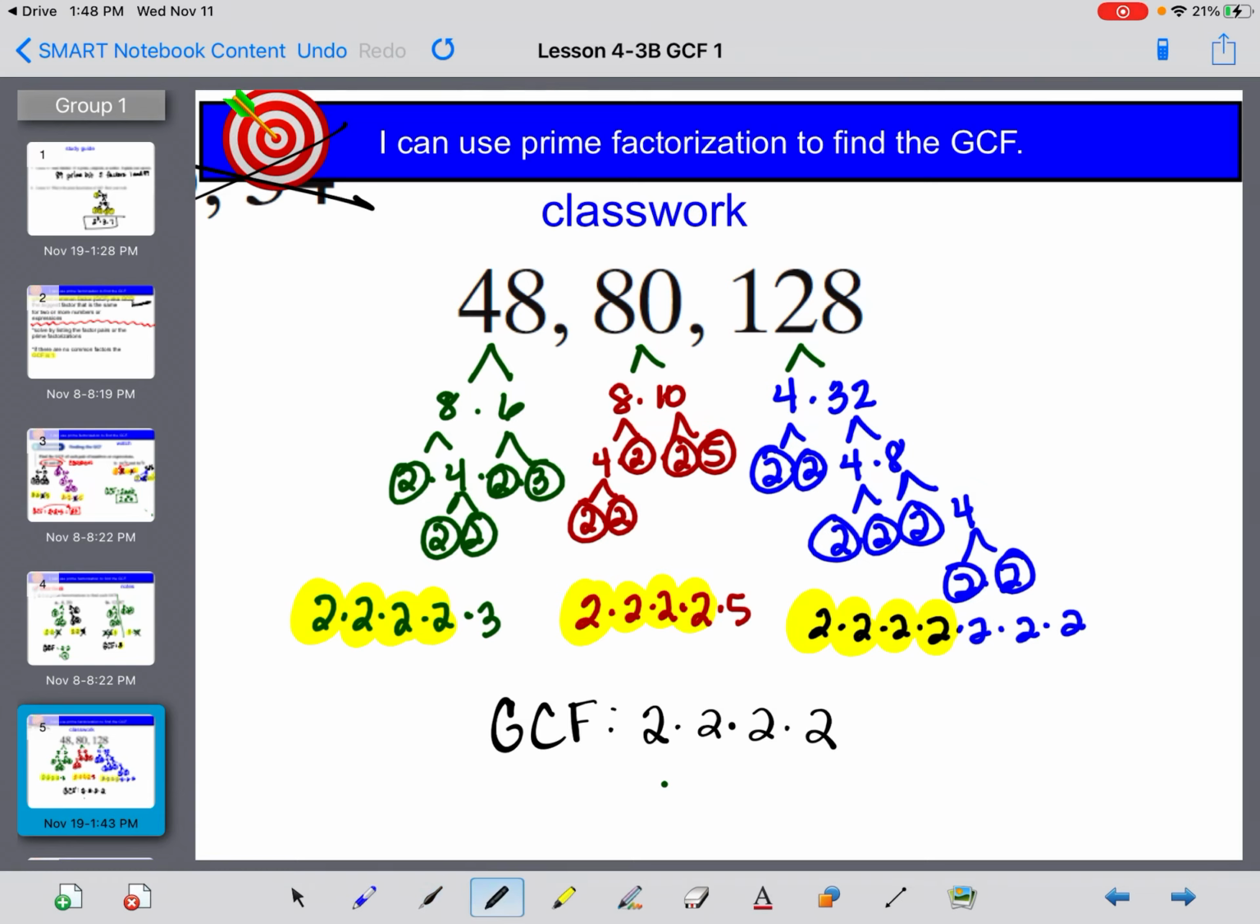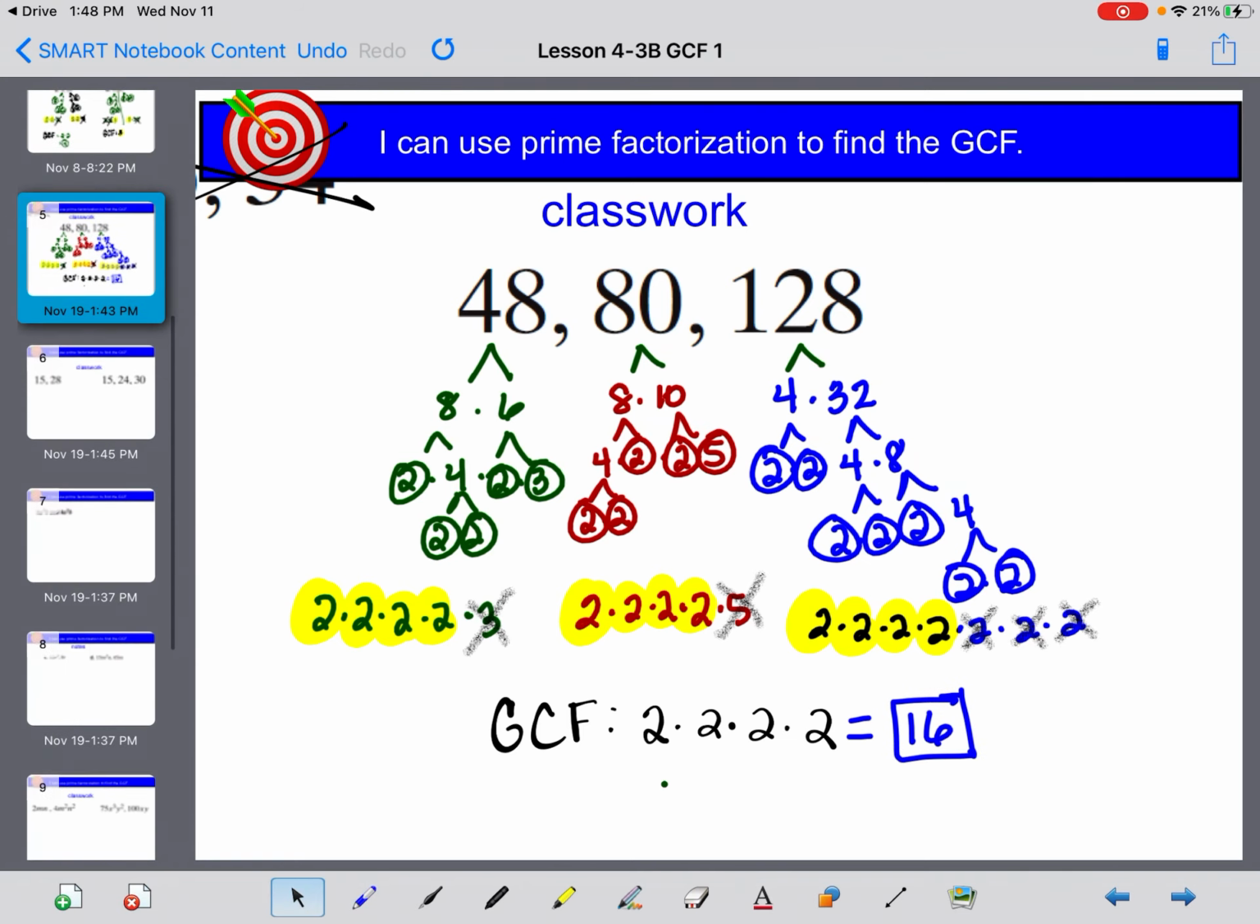Here's where it ends. A 3 is in the green list, but not in the red or the blue list. A 5 is in the red list, but not in both the green and the blue list. The blue list has 3 additional 2s, but that isn't in common in the other ones. So my greatest common factor is 2 to the 4th power. 2 times 2 is 4. 4 times 2 is 8. 8 times 2 is 16. My greatest common factor between all 3 numbers is 16.